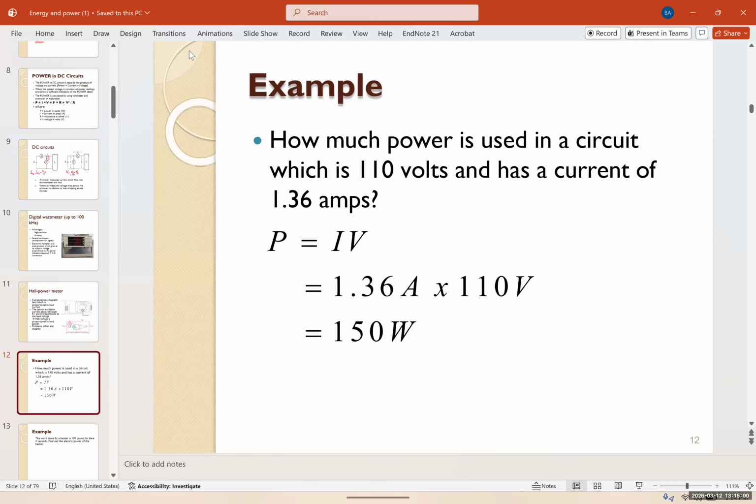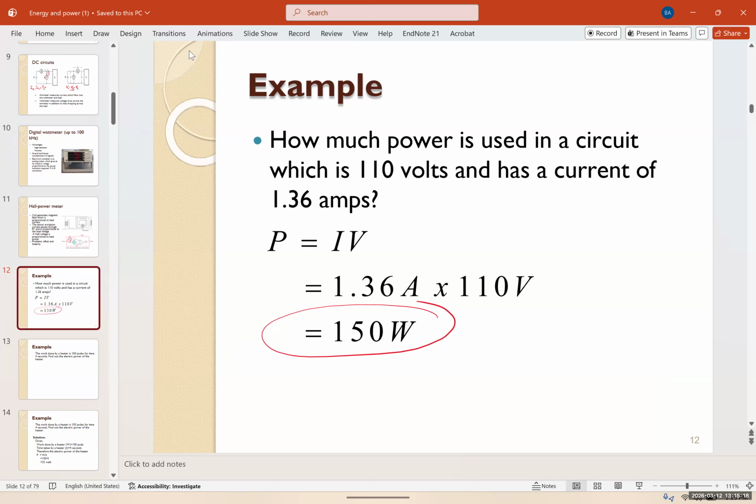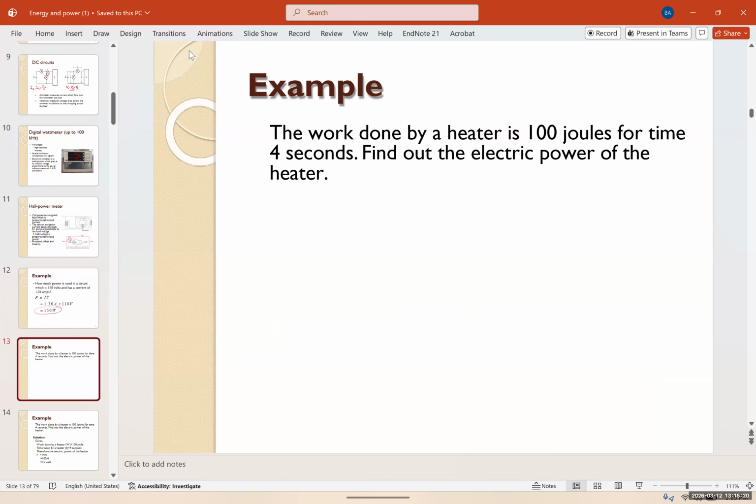Now, first example, a very simple example. How much power is used in a circuit which is 110 volts and has a current of 1.36 amps? P is equal to IV, so 1.36 times 110 gives us 150 watts. Now, second example I want you to solve.